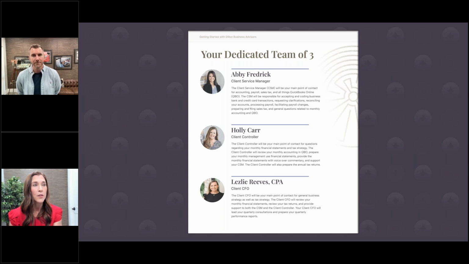So this is one of the pages from that Getting Started guide, and it outlines, again, their picture and their name, their role, and then gives a brief overview of the responsibilities for each person. That can help the client decide if they have a tax question, who to send that to, or if they have a question about a refinance or hiring an associate or making someone a partner, who to reach out to. So all of those things.